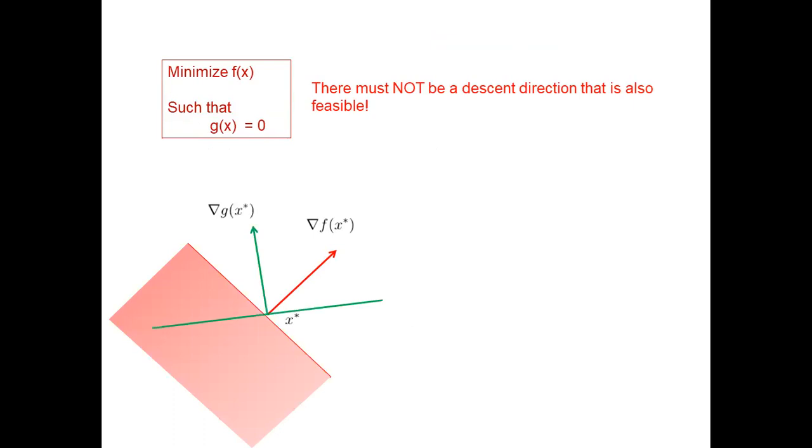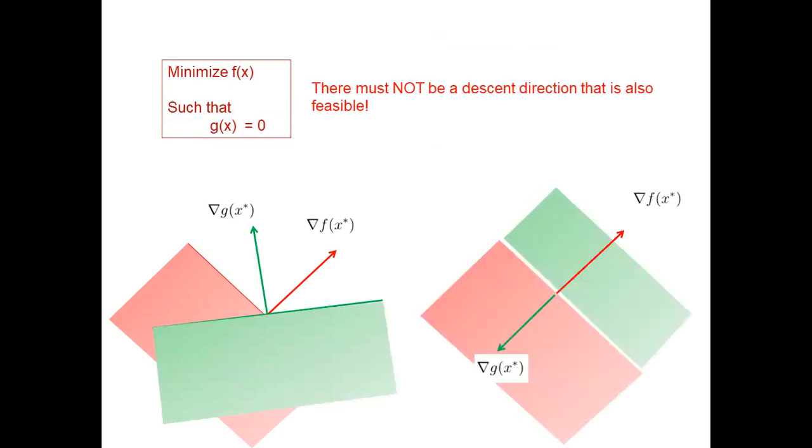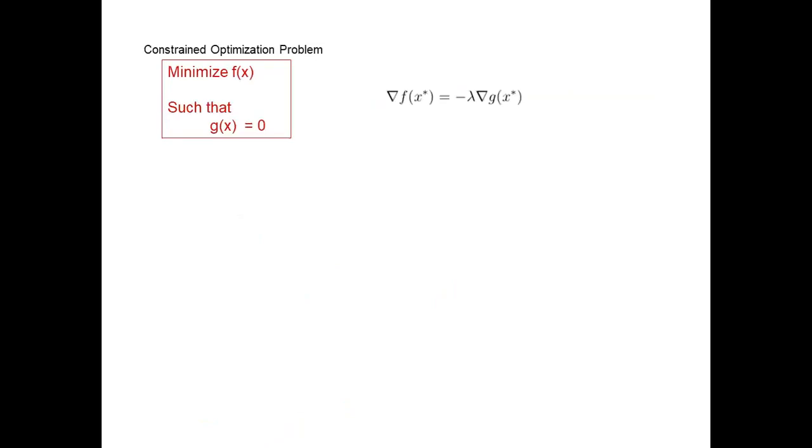So the gradient of the function at x star is given here, and the derivative of the function, the gradient at x star, is also given here. So the direction of the gradient of the function at x star and the gradient of the function at g star are opposite, they are in opposite direction. So the gradient of the function at x star is equal to minus lambda times the gradient of the function at g star. So this is like a necessary condition.